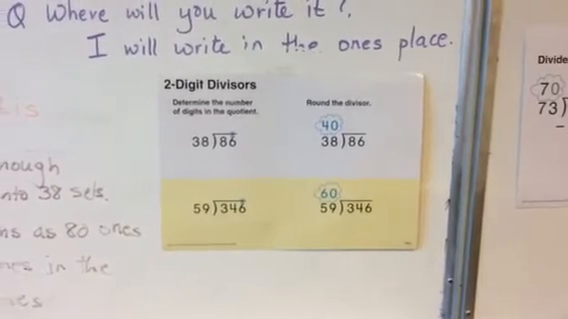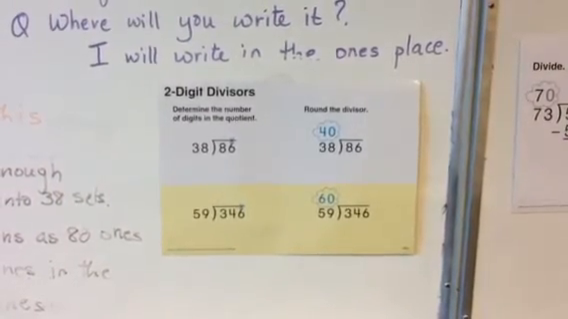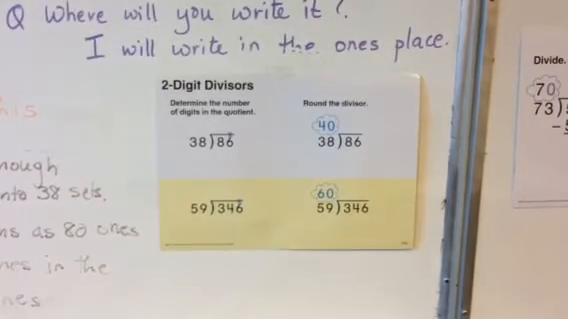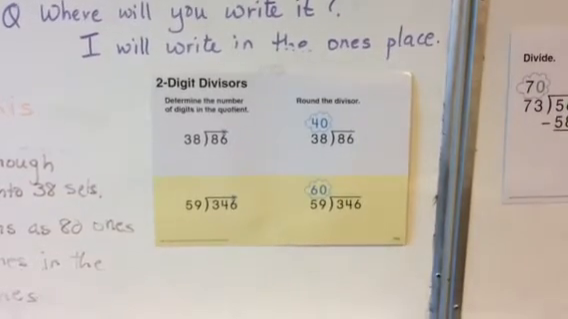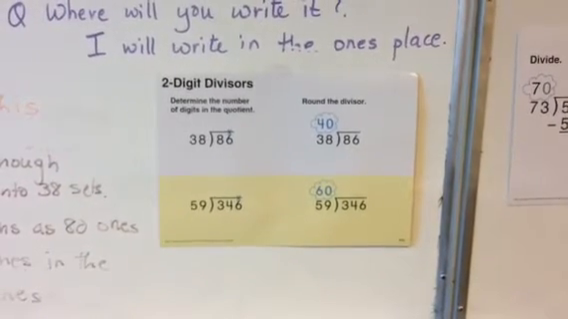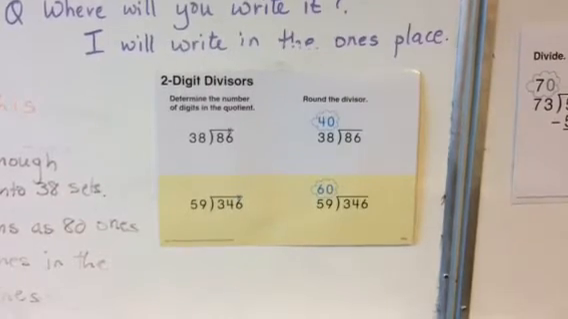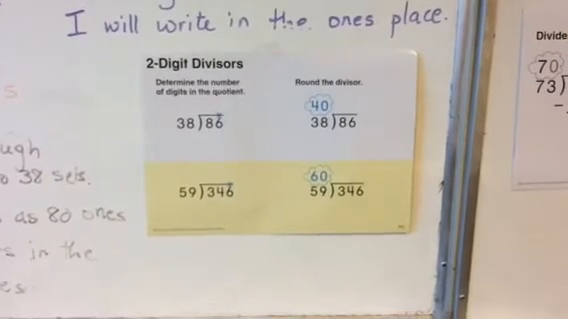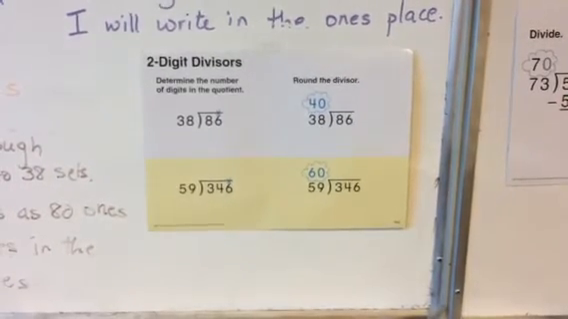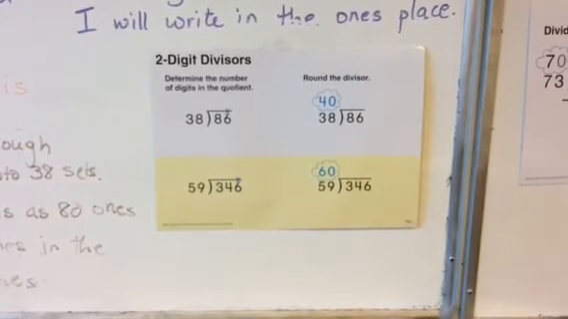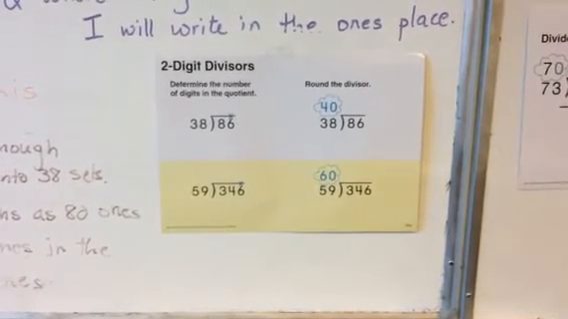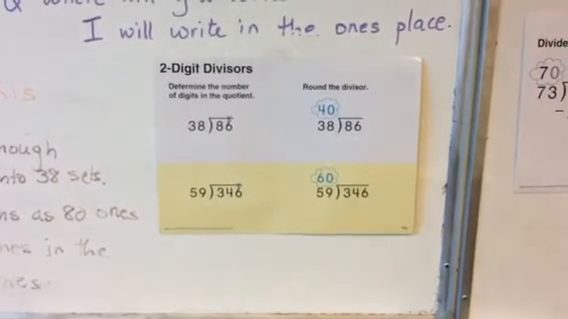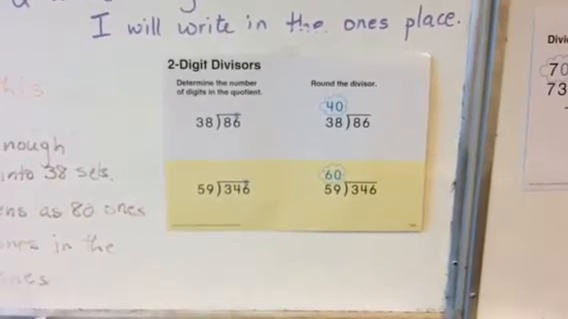There's another problem at the bottom. 346 has to be divided into 59 sets. Now I don't know the table of 59, so I'll round the 59 to 60. And how many 6s are there in 34? I'll say 6 times 5. So then I have to write that on the top. Why? Because you are multiplying 59 times 6, so you will have a 3-digit product.